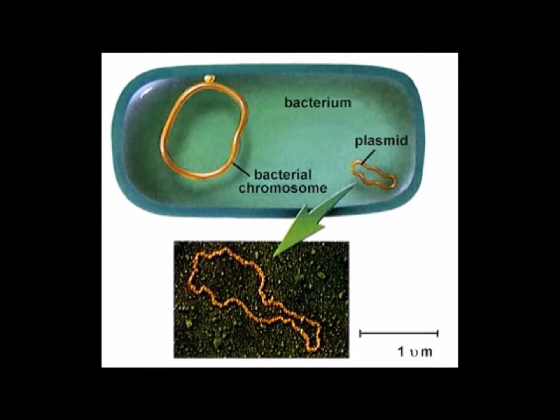Plasmid characteristics. The size of plasmids ranges from 1 to 1000 kilobase pairs. Even the largest plasmids are considerably smaller than the chromosomal DNA of the bacterium. Based on functions, they are classified into 5 types.